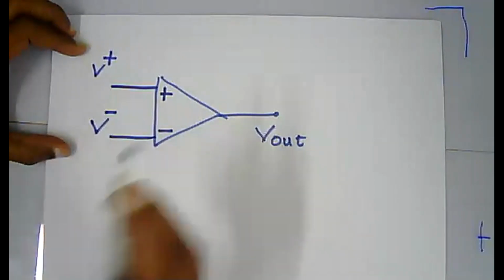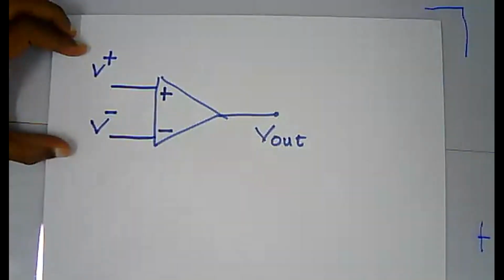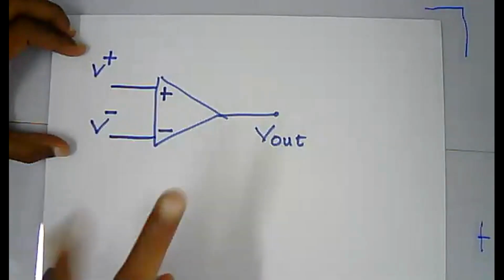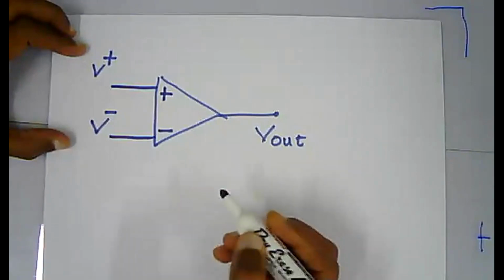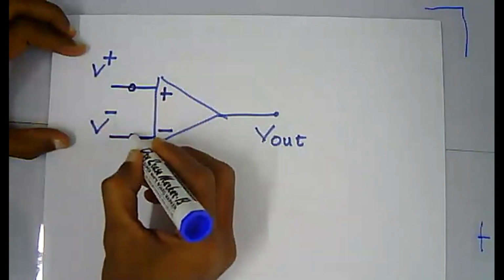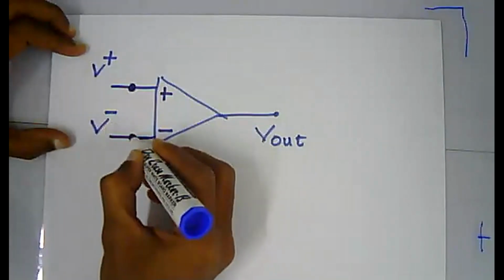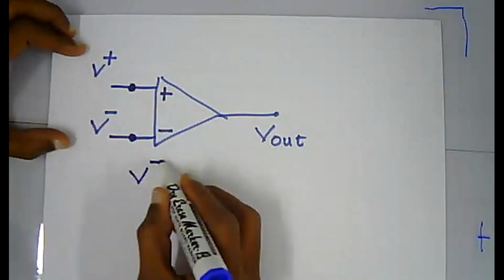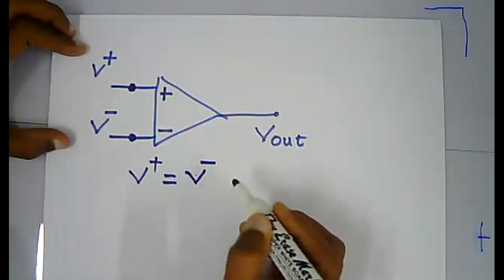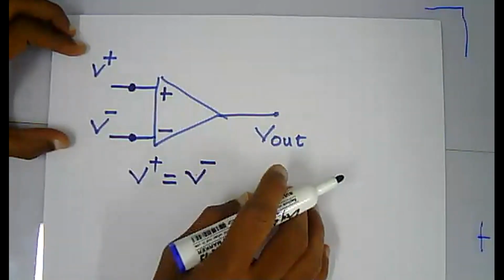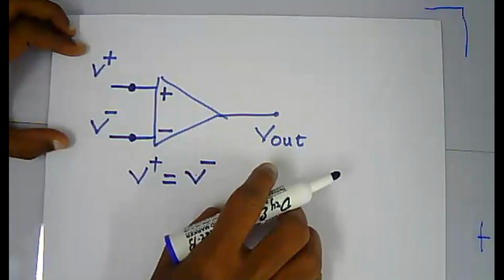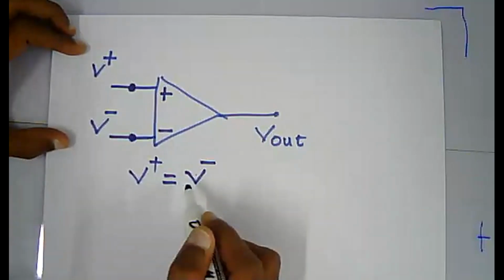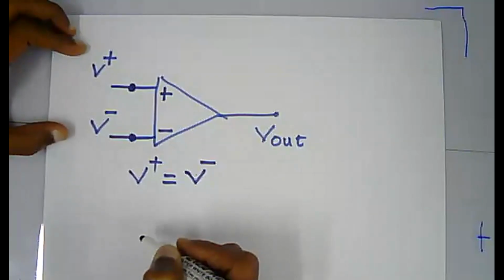Here there are 2 golden rules. As you can see in the lecture notes, solving an operational amplifier involves only 2 golden rules. The first one: the voltage at this point and at this point will always be equal, which means V plus is always V minus for an ideal operational amplifier. It is not true for a practical operational amplifier, but if the amplifier is given as ideal, V plus is always equal to V minus.